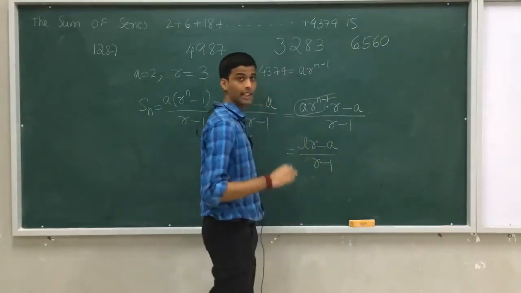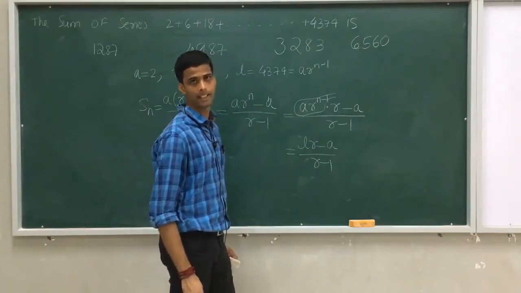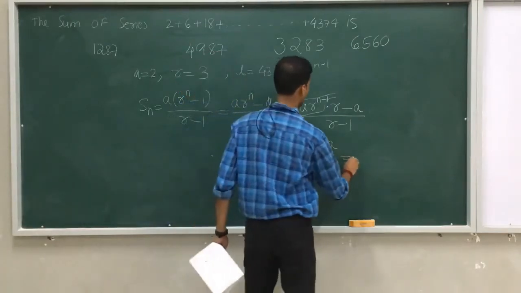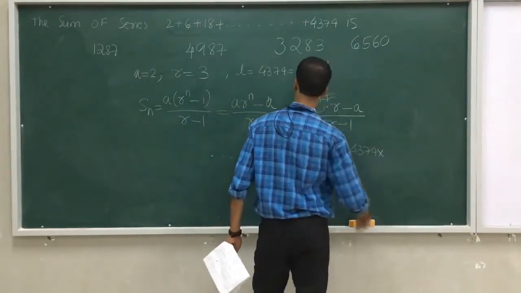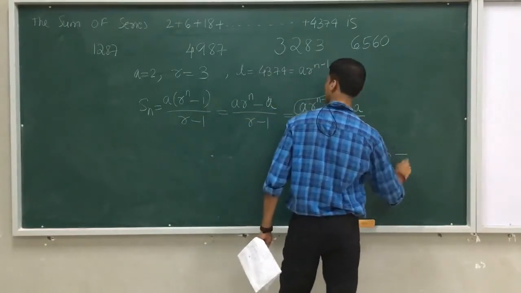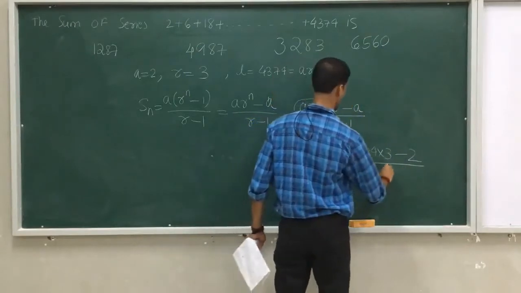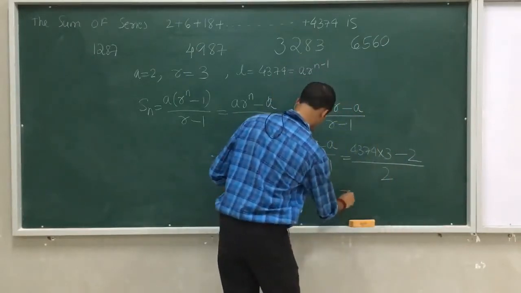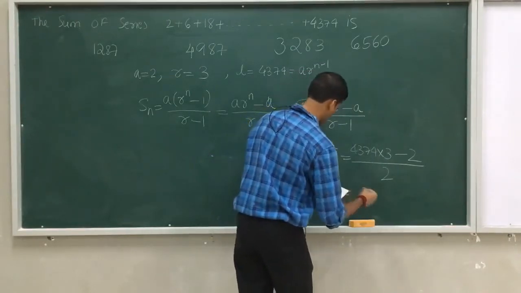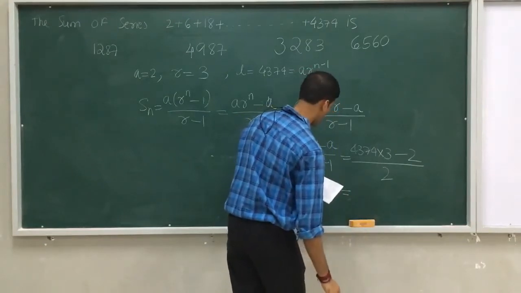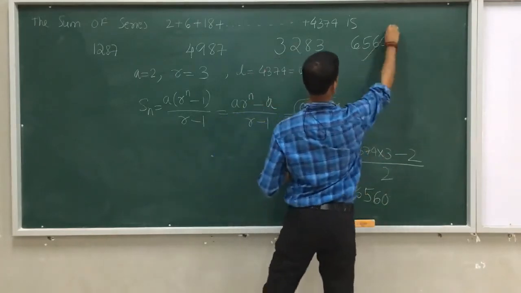We used to do this thing in arithmetic progression. With the last term known to me, I can say Sn equals n by 2 into a plus L. So L is the last term. They have given the last term as 4374, into r, where r is 3, minus the first term 2, divided by r minus 1, which means 3 minus 1 is 2. I'll write the answer directly; you just take care of this.